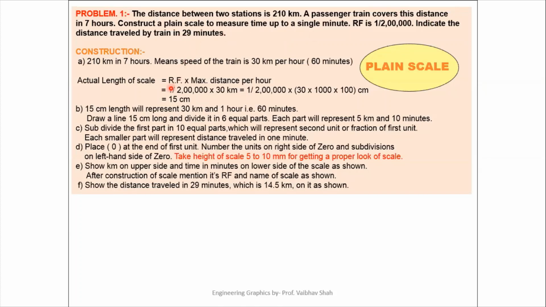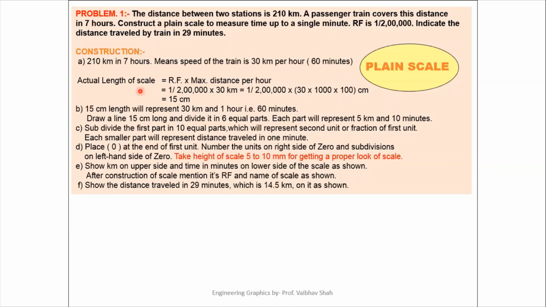So let us start. First, 210 kilometers in 7 hours means the speed of the train is 30 kilometers per hour. Why 30? We just divide 210 by 7, which gives you 30 kilometers per hour. Now we are dealing with the single minute, so we'll convert this hour into minutes first. So 1 hour is equal to 60 minutes.